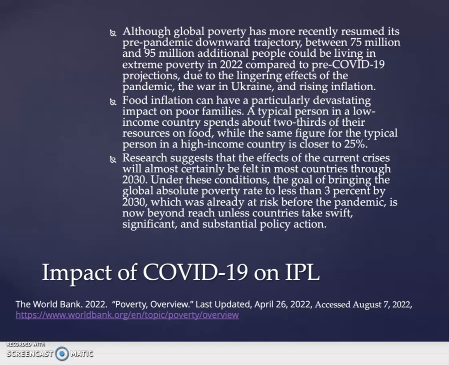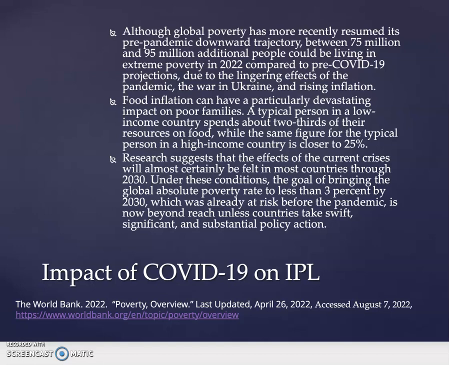So the impact of COVID-19 on the international poverty line: although global poverty has more recently resumed its pre-pandemic downward trajectory, between 75 and 95 million additional people could be living in extreme poverty in 2022 compared to pre-COVID projections due to the lingering effects of the pandemic, the war in Ukraine, and rising inflation. Food inflation can have particularly devastating impact on poor families, with a typical person in a low-income country spending about 2/3 of their resources on food, while the same figure for the typical person in a high-income country is closer to 25%.